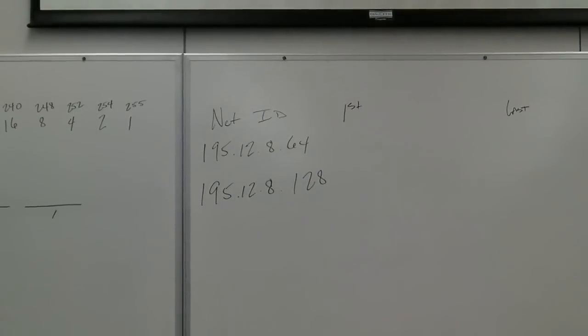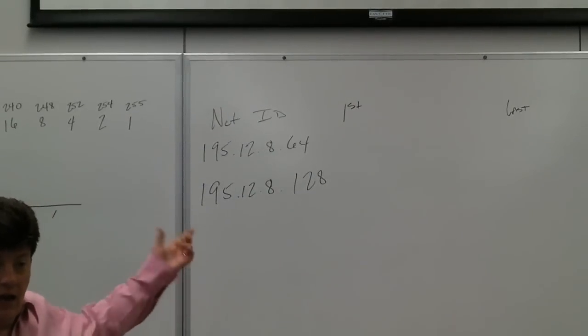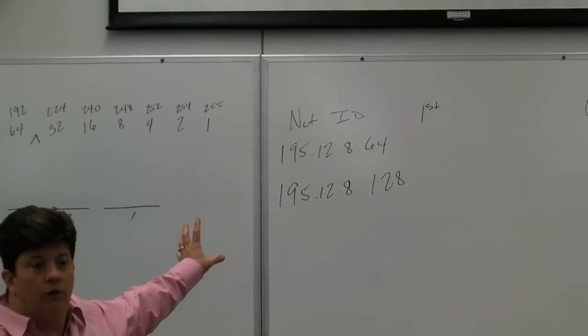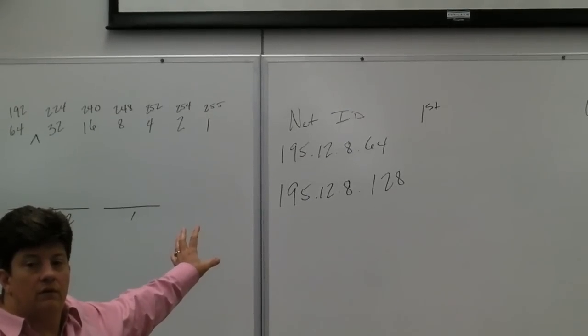I'm done. You asked me for 10 networks with 40 hosts. I gave you your 40 hosts. I got you 2 networks. I'm done.